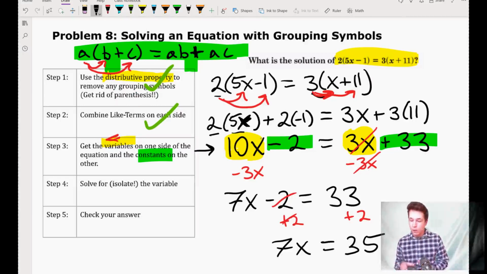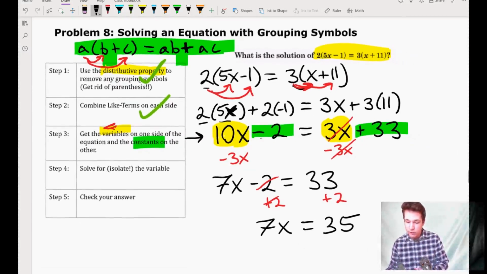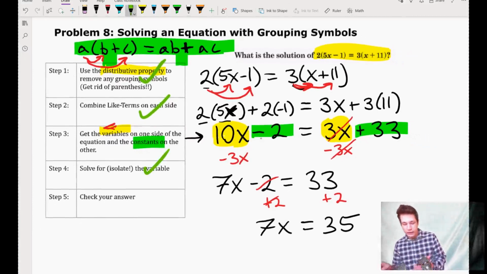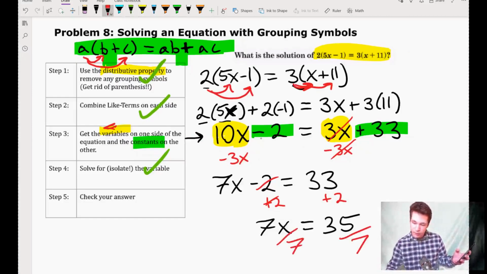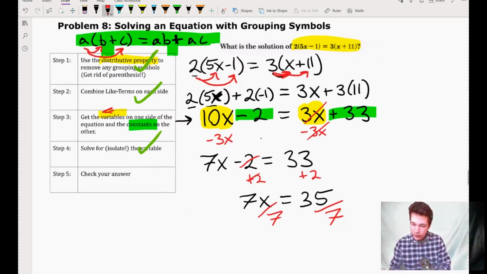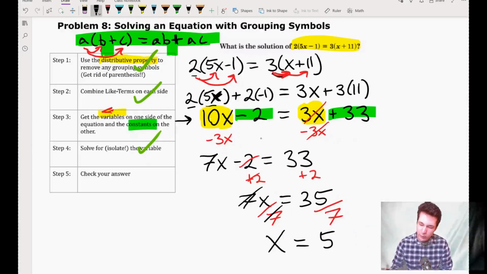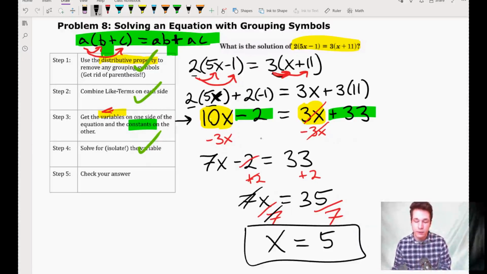Now all we need to do to finish this off is to complete step number 4, which says isolate the variable. To do that, we need to divide both sides by that coefficient of 7. 35 divided by 7 gives me 5 on the right side, and these 7s will cancel, leaving me with just x as my answer. Step 5, check your answer.